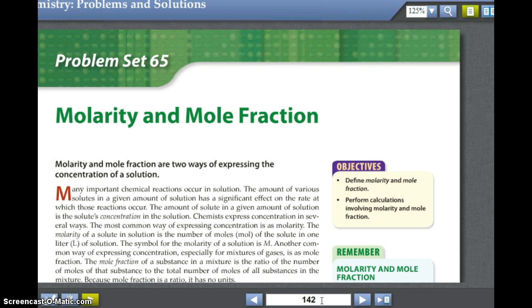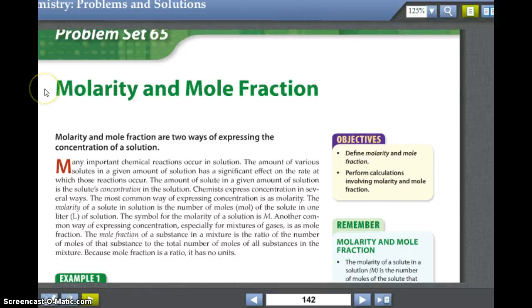I knew it was page 142 because I downloaded the answer keys, which were in the student guide, which was on slide number 2. Molarity and mole fraction. Molarity and mole fraction are two ways of expressing the concentration of a solution. Many important chemical reactions occur in solution. The amount of various solutes in a given amount of solution has a significant effect on the rate at which these reactions occur. The amount of solute in a given amount of solution is the solute's concentration in the solution.